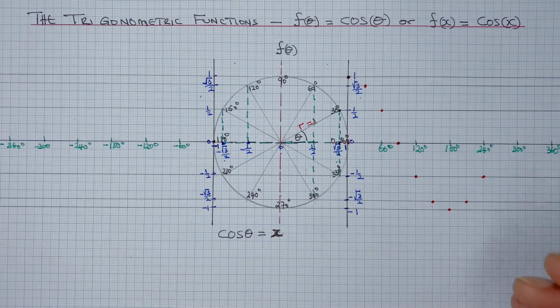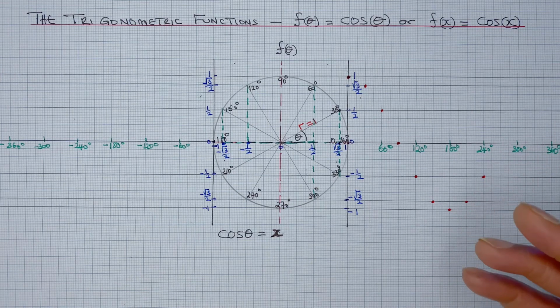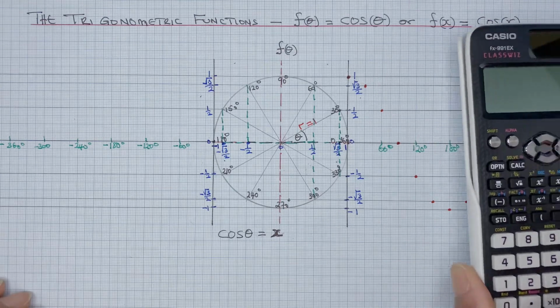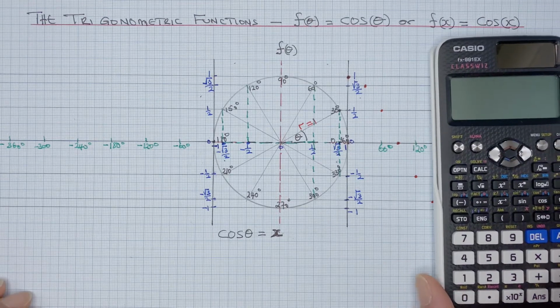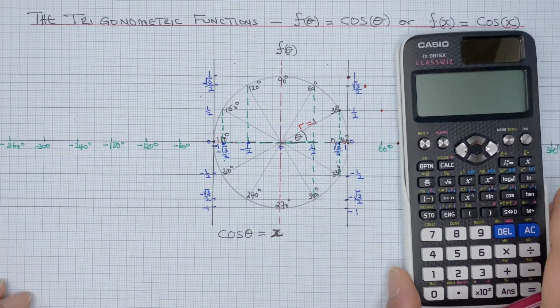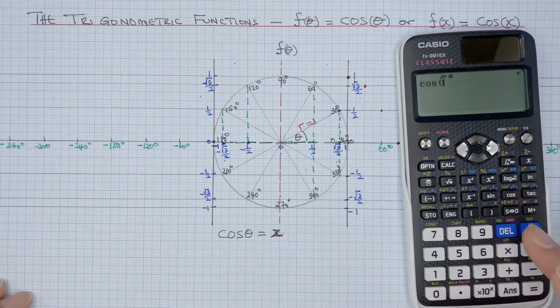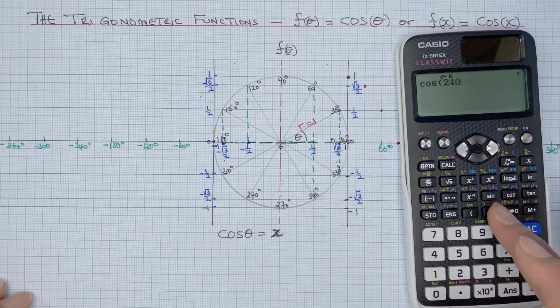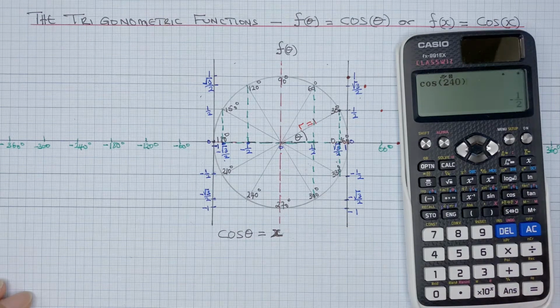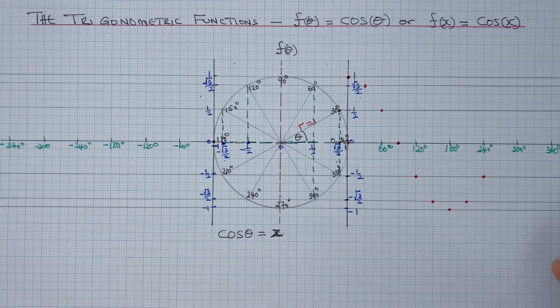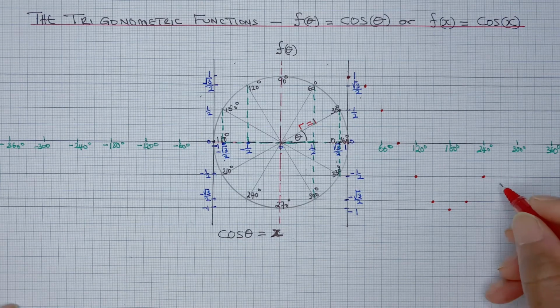So if you put in your calculator, cos 240, let's just try that. Here's your calculator. If you plug it in there, cos 240, you're expecting it to be minus a half. Okay.